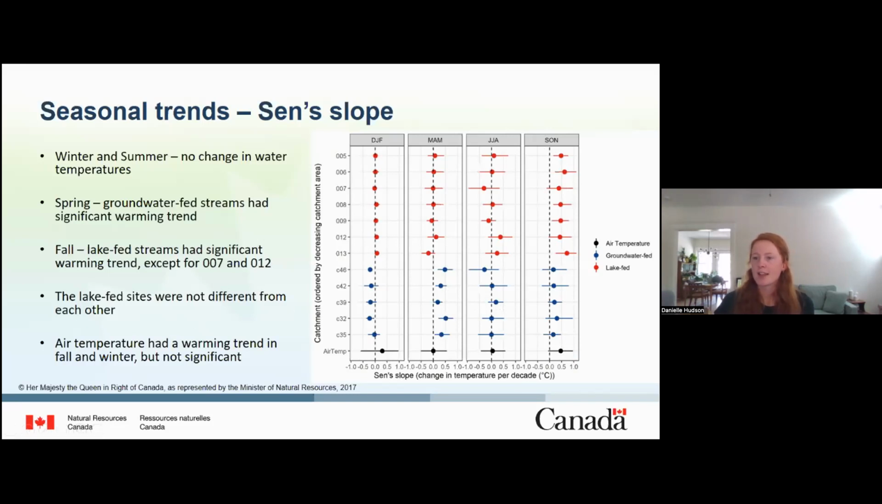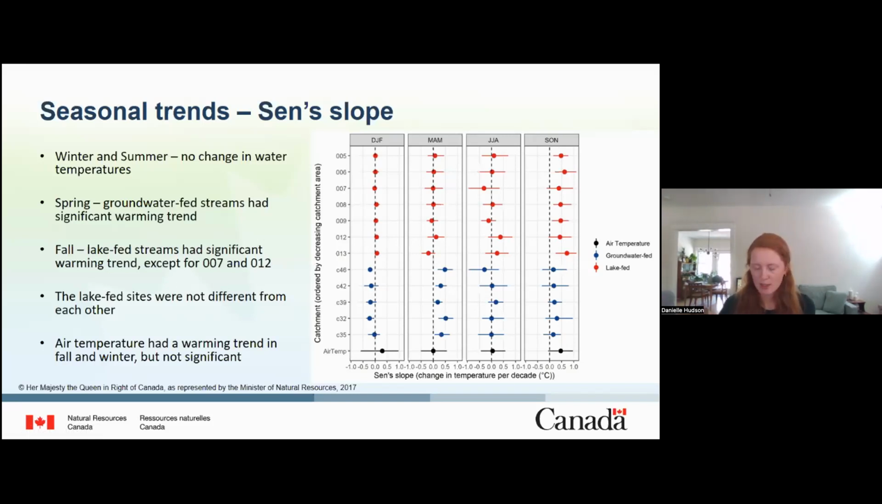So that's sort of what we're dealing with here. There's some warming going on, some not, but it depends on the season, and it depends on whether it's groundwater or lake fed, which is interesting. And just to provide a quantity here for the fall lake fed warming, that's between 0.5 and 0.8 degrees per decade, which is 1.5 to 2.4 degrees over our study period if we say about 3 decades.